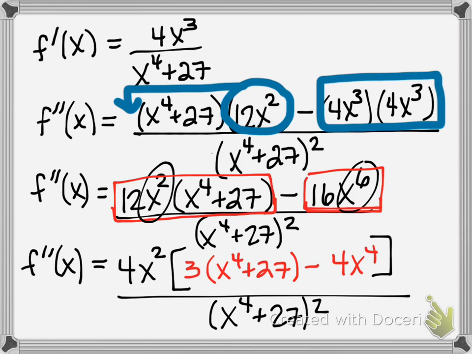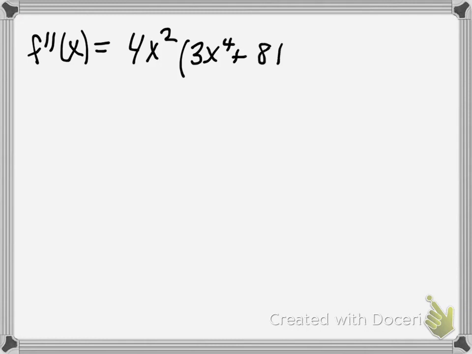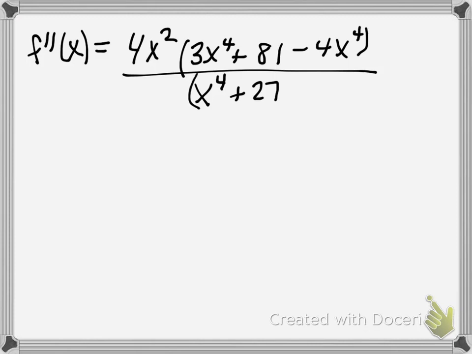So now what I have in red in the brackets, we want to simplify. So we'll go ahead and distribute the 3. Remember, at any time, pause the video, maybe get a couple steps ahead if possible. Then you can resume and check your work. So 3x to the fourth plus, let's see, 27 times 3 is going to be 81. Minus 4x to the fourth, all divided by x to the fourth plus 27, the quantity squared.